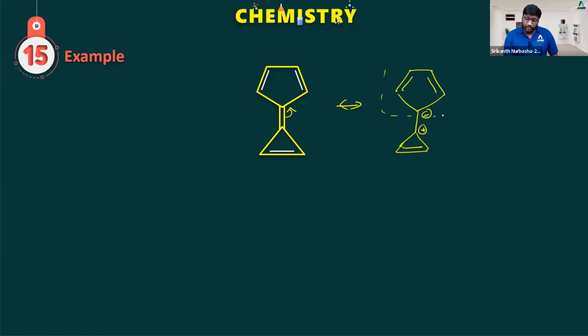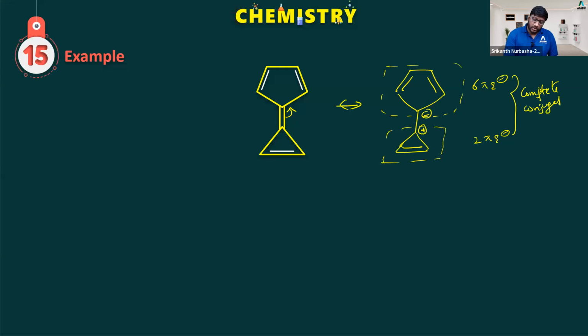Look at this ring separately. This negative charge is in resonance with the pi electron density of that ring. This positive charge is in resonance with the pi electron density of this ring. So here we have 6 pi electrons, here we have 2 pi electrons. Both are aromatic, both are completely conjugated. Complete conjugation in both rings. So obviously, therefore, aromatic in nature.